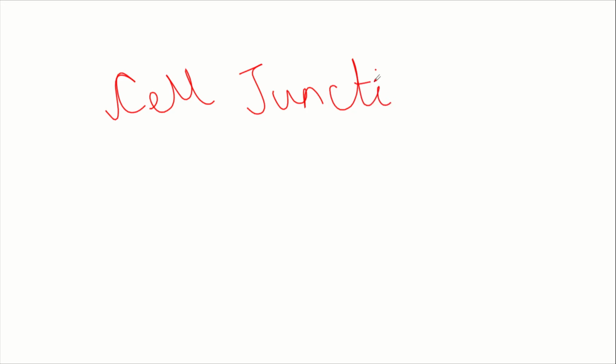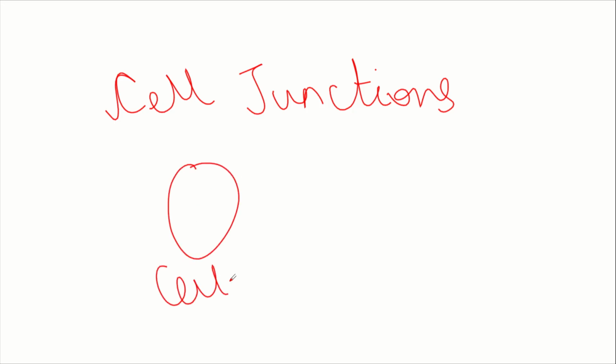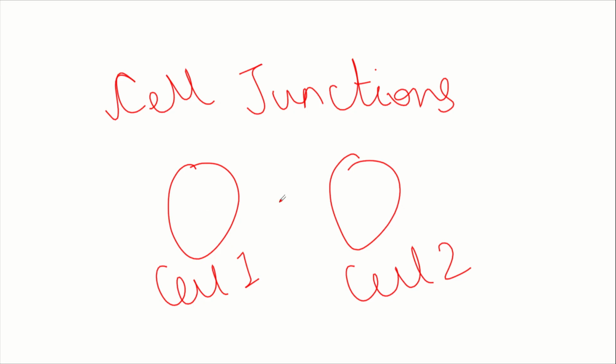So today we are going to talk about cell junctions. So what are cell junctions? Cell junctions are present in between different cells. Consider this as cell 1, this as cell 2. So the cell junctions are present between two cells, right? There are different kinds of cell junctions, so we will learn one by one about them. Let's start with tight junctions.